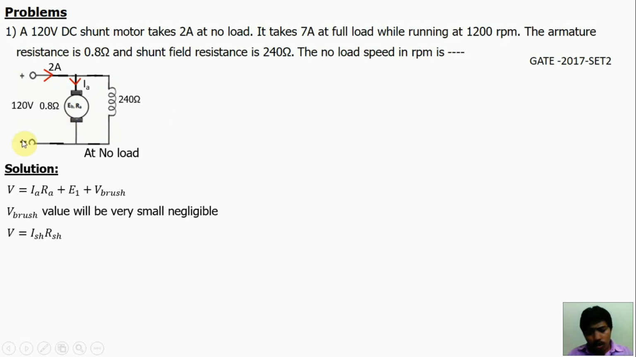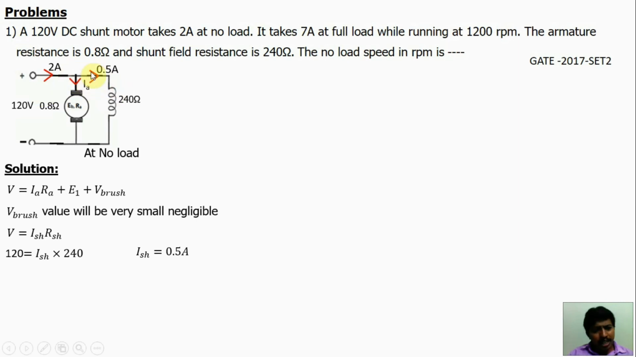V value is given, 120 volt. RS gauge, 240, is known. So from that we can find the IS gauge value. Substitute in this equation, we will get IS gauge value. IS gauge is equal to 0.5 amps. So IS gauge is known.